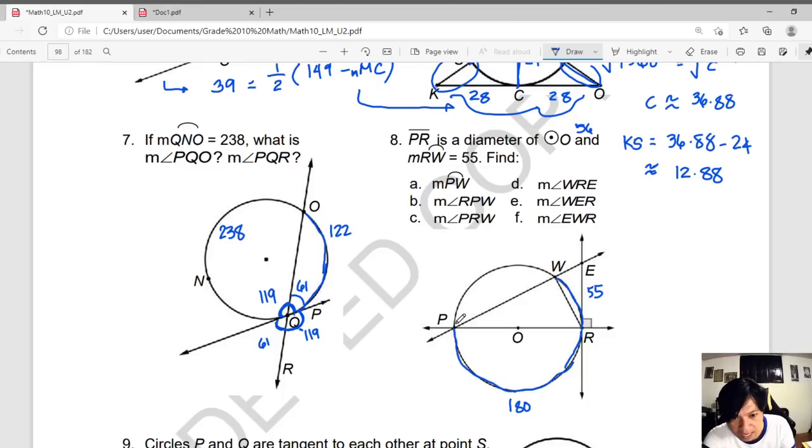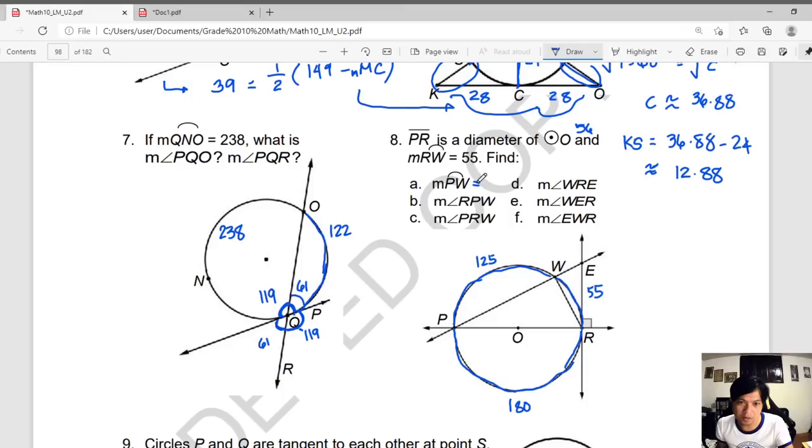Itong isa. Ito na arc. So, 55 kasi yun siya. Ibig sabihin, ang measure nito is 125. 125 plus 55 is 180. So the measure of arc PW is 125.